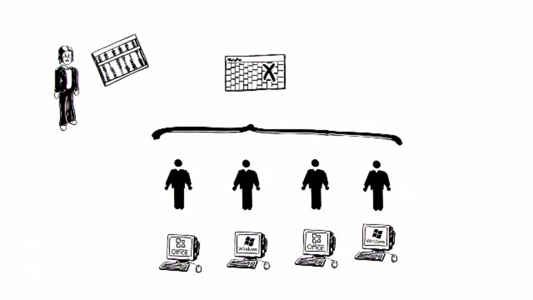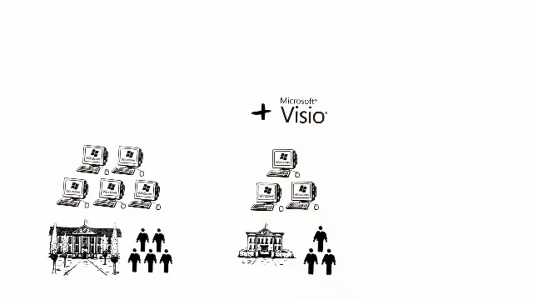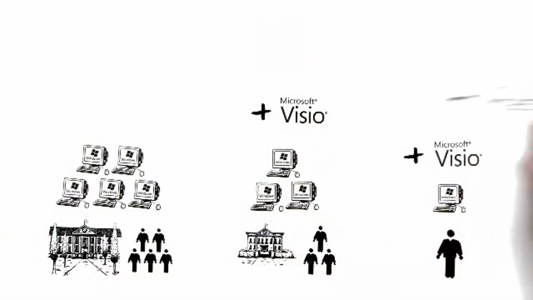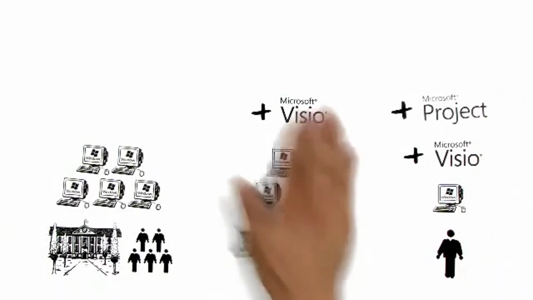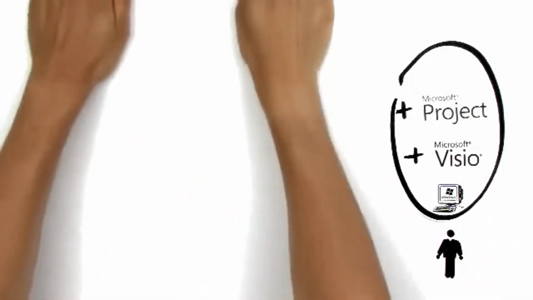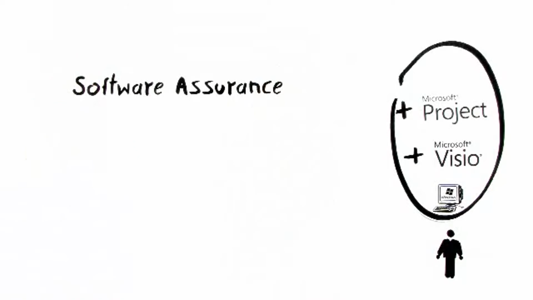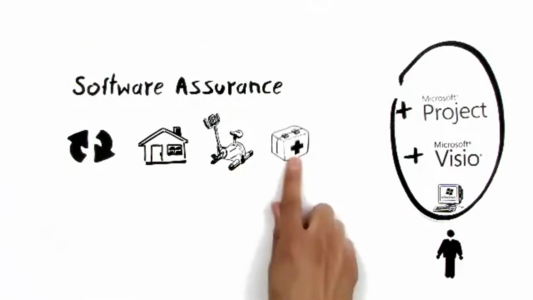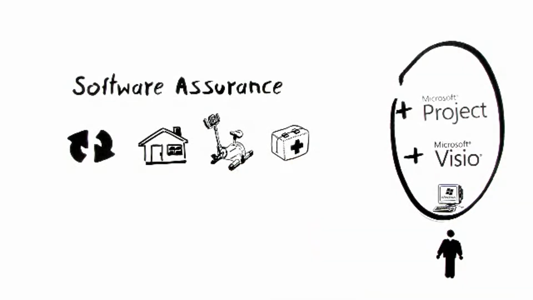If Margaret wants to add additional products, she can add them in any quantity for the entire institution, a single department, or for an individual user at any time during the subscription period. And all products are covered by software assurance, which includes new product versions, home use rights, and e-learning courses, which helps everyone at Easyville School get the most out of their software investment.